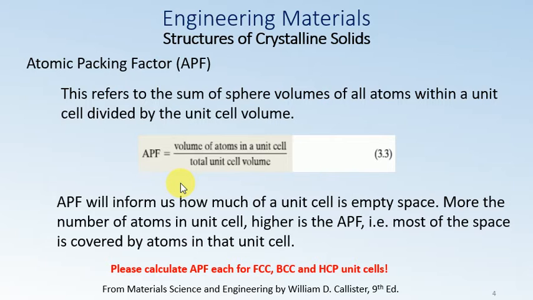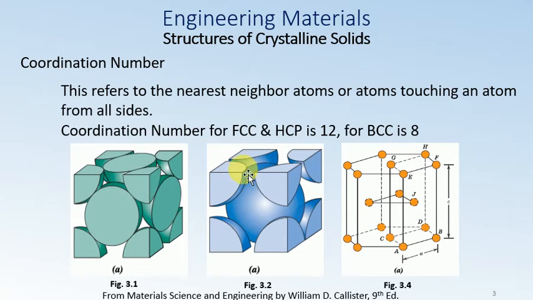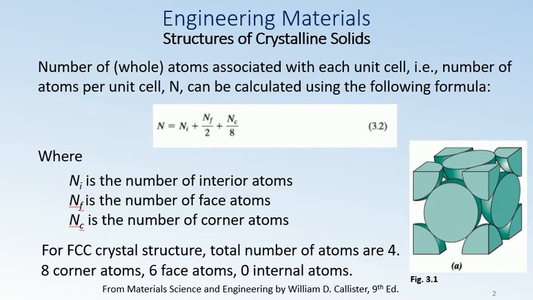Can you calculate this atomic packing factor for each of the FCC, BCC, and HCP unit cells? We have talked earlier that this is a cube, each with cube edge length a, and atoms have radius R. We have calculated the total number of atoms present in each unit cell. For example, for FCC it is 4. For one atom with atomic radius R, you can calculate the volume and then multiply it by 4.